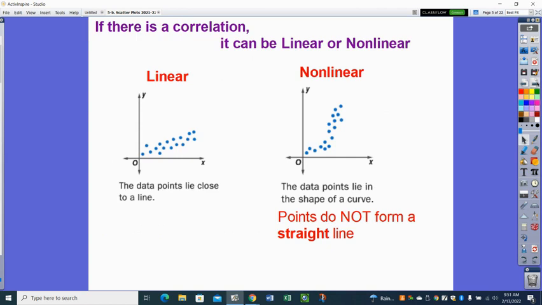After, if you determine there's a correlation, now if you say no correlation, none, you're done. But if there is a correlation, the next thing you ask yourself, step 2, is does it seem to be linear? Could I put one single line sort of through the center? Or is it nonlinear in that it has more of a curve pattern to it? So you're going to talk about linear versus nonlinear. So linear, the data points are close to a line, and nonlinear, the data points lie in a shape more of a curve.